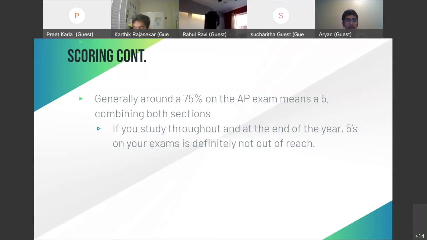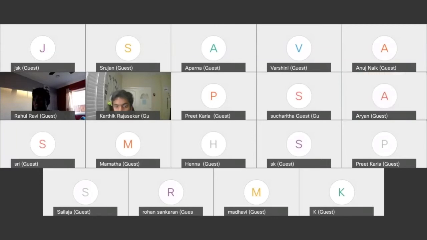And Preet, can you stop screen sharing real quick? I'll screen share a website that may boost morale.